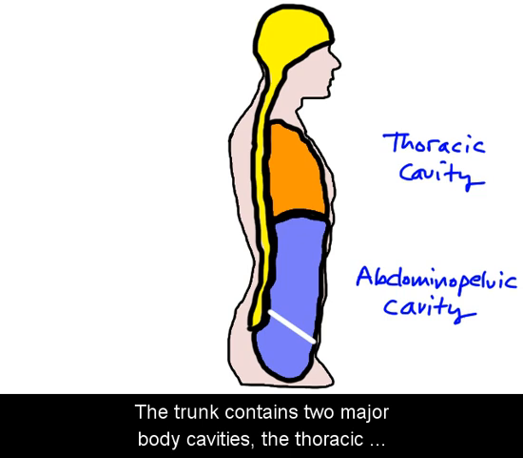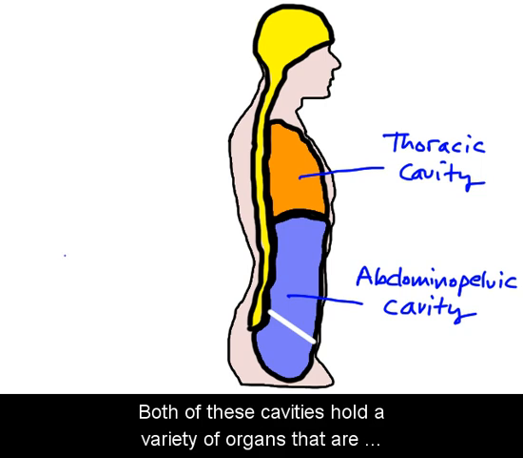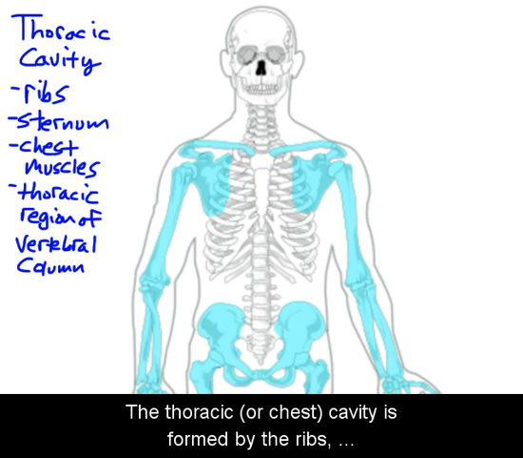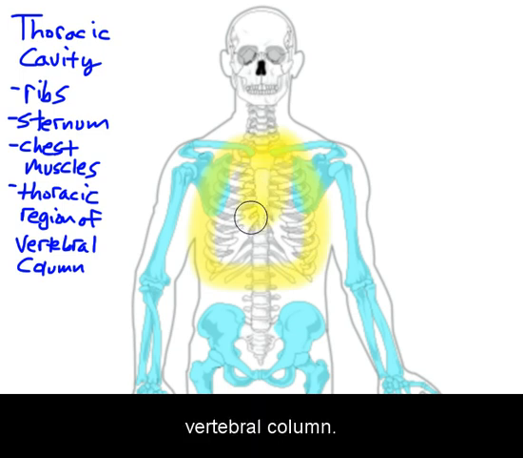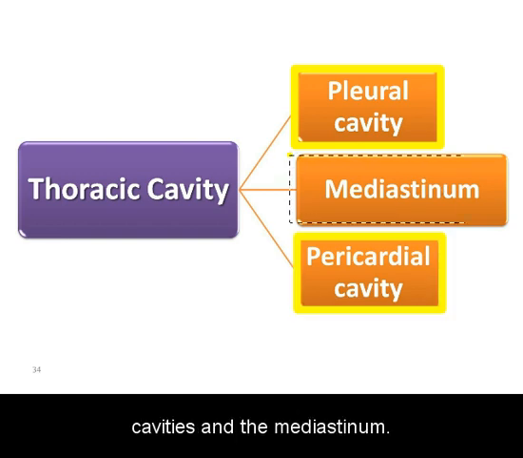The trunk contains two major body cavities, the thoracic and abdominopelvic cavities. Both of these cavities hold a variety of organs that are collectively called viscera. The thoracic or chest cavity is formed by the ribs, sternum, chest muscles, and the thoracic region of the vertebral column. The thoracic cavity contains the pleural and pericardial cavities and the mediastinum.